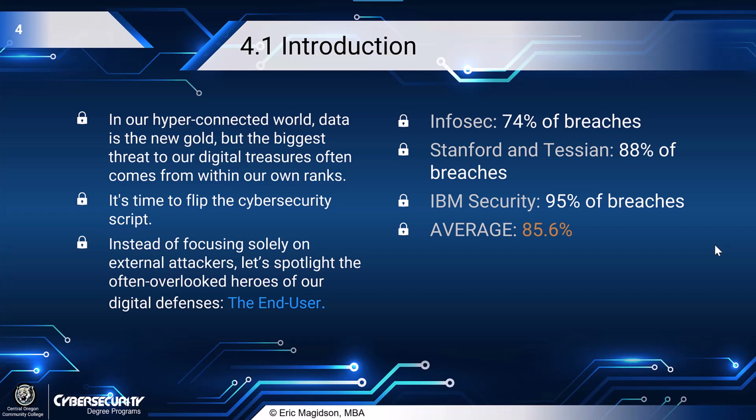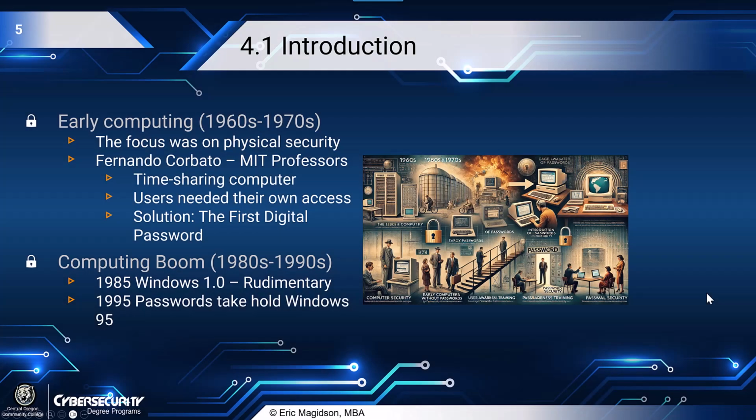InfoSec says 74% of breaches are caused by end users. Stanford and cybersecurity firm Tessian says 88%, and IBM says 95%. That's an average of 85.6% of all security breaches start with an end user, whether it's clicking, whether it's picking up a drive in the parking lot, picking up that candy drop, plugging it into a machine that an administrator didn't turn off the ability to use USB, you name it. Stuxnet all over again. So instead of focusing solely on external attackers, let's spotlight the end user. And we are end users as well.